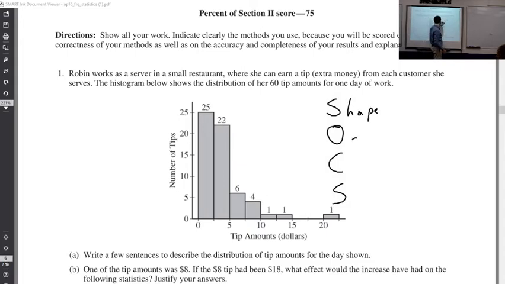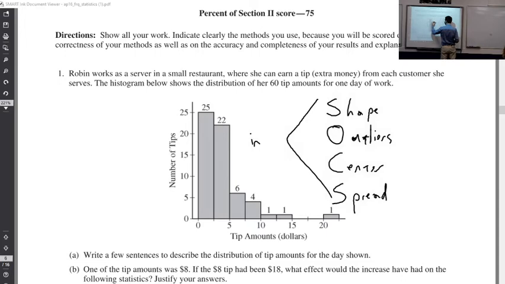Shape, outliers, center, and spread. Shape, outliers, center, spread. And you should do all of these in context of the question.